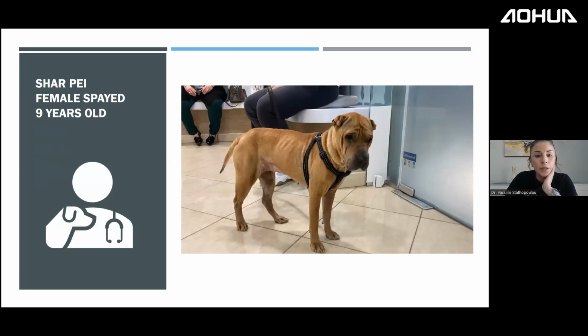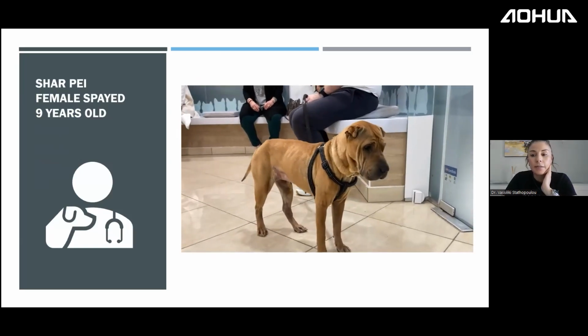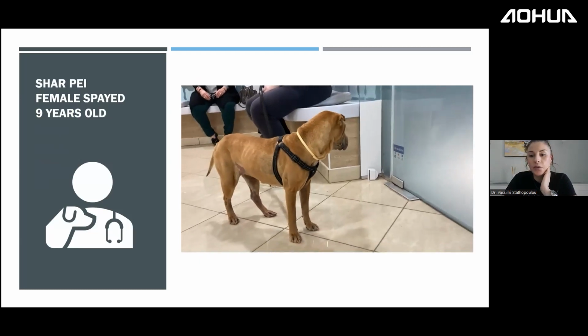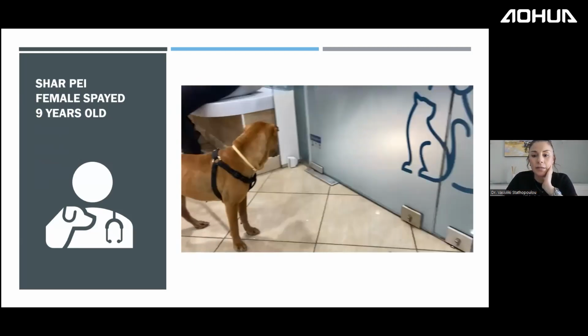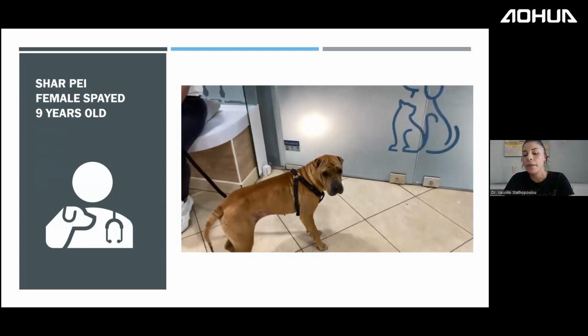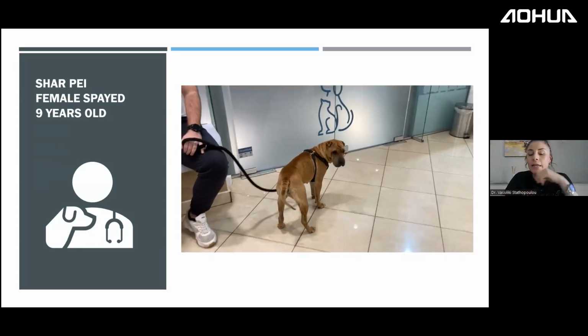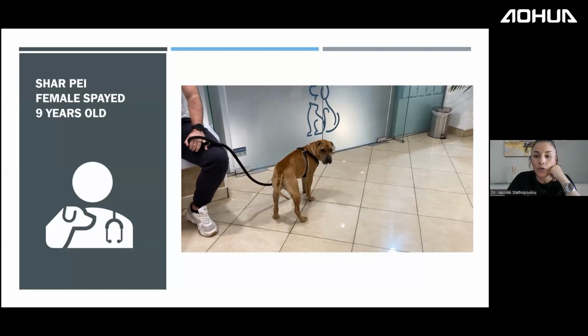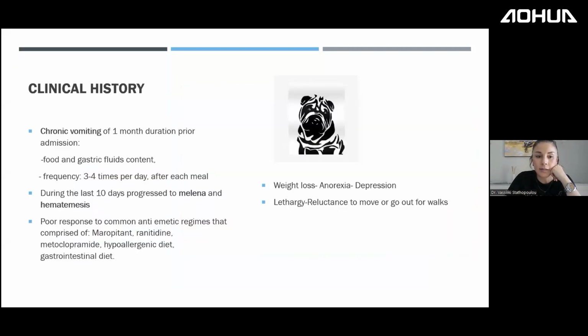Okay, let's go to this first case of gastric ulceration. This was a very recent case of a Shar-Pei that was admitted to our clinic. As you may see, the dog is 9 years old, spayed, and has lost some weight. She had been vomiting for 1 month prior to admission. It was mostly food and gastric fluids, 3 to 4 times per day. But only in the last 10 days, this progressed to hematemesis and melena.